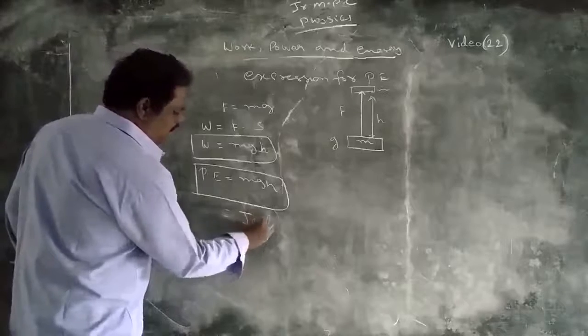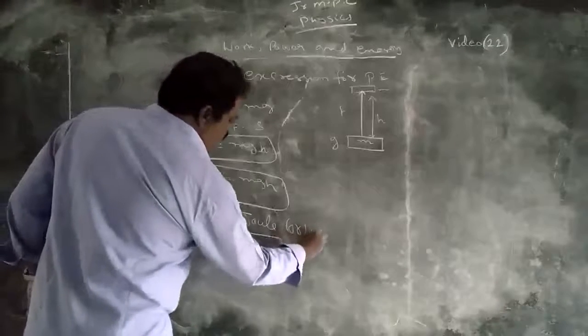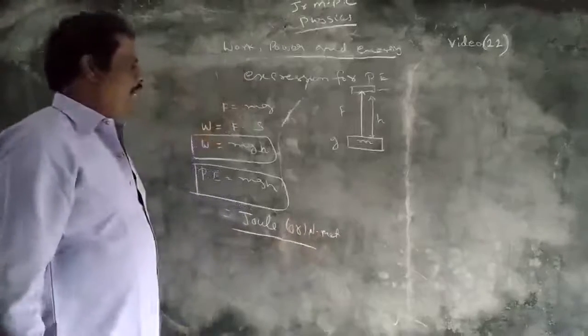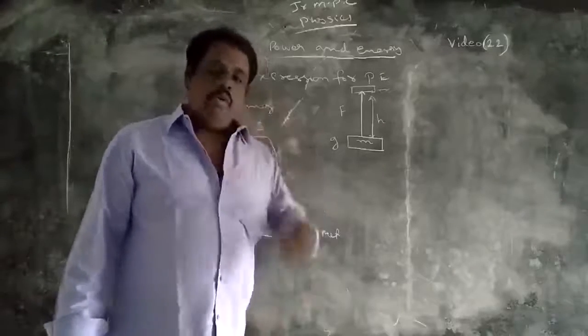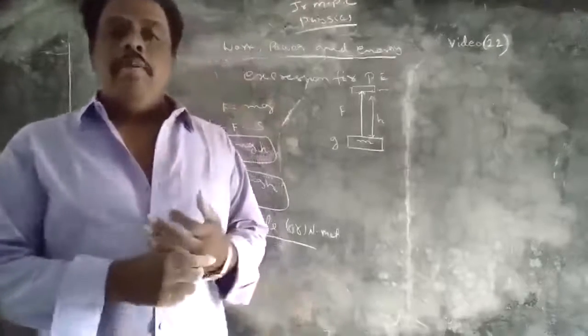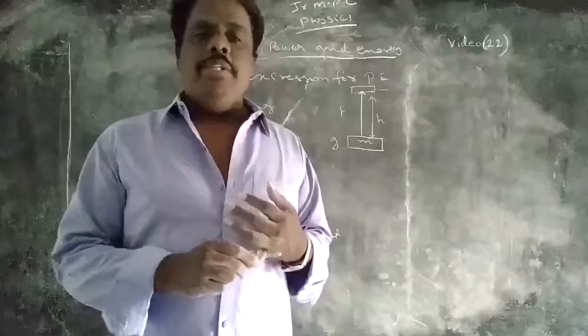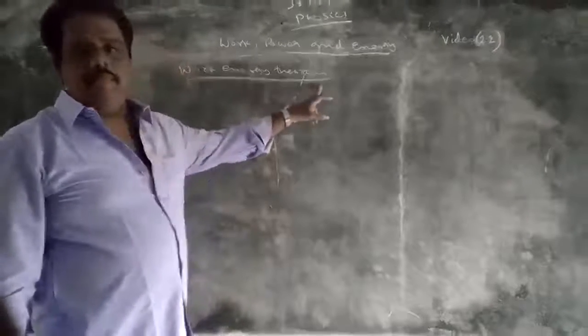What are the units of work? It will be joule or newton meter. This is about the potential energy. What are the examples of potential energy? Water stored in a dam, a bent bow or a stretched string. These are all examples of potential energy. Next topic, work energy theorem.